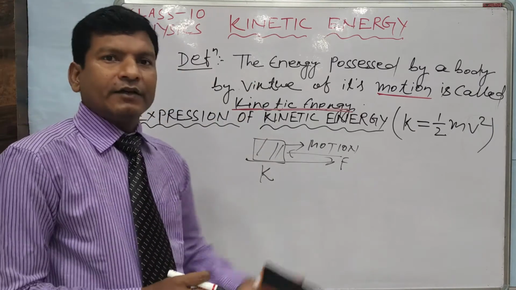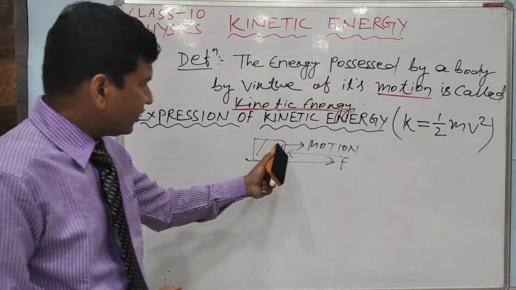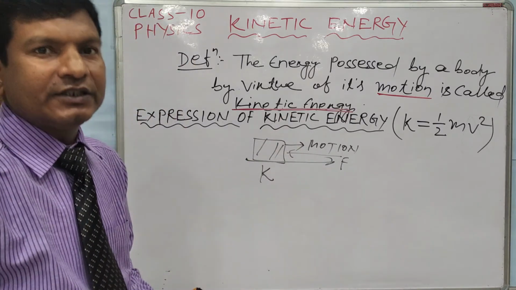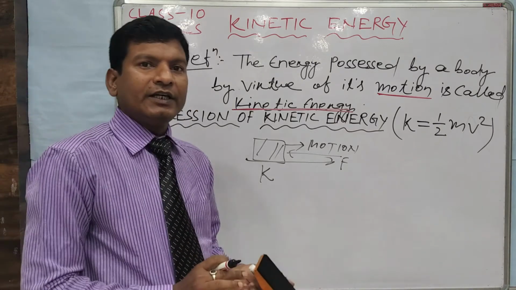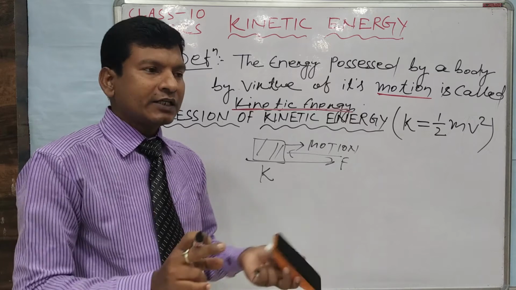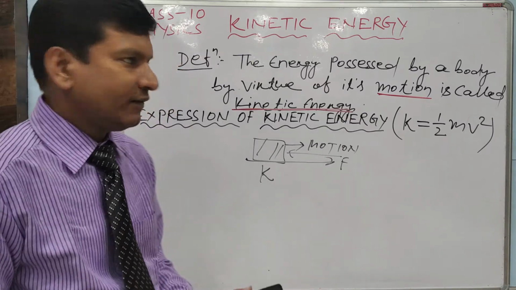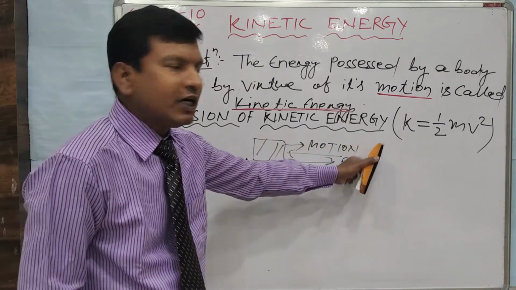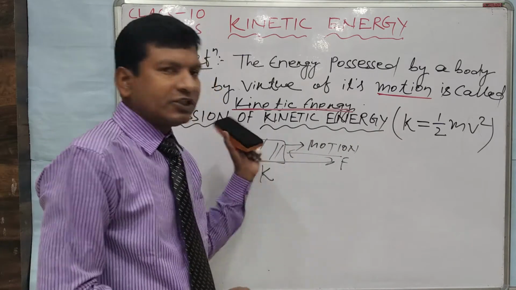At that moment, the amount of work done by the force to stop the motion of the body is the measure of the kinetic energy. Therefore the kinetic energy of a moving body is equal to the work done by the body before coming to rest. That means if the body is moving, how much work it does before it comes to rest, that is the kinetic energy of the body.